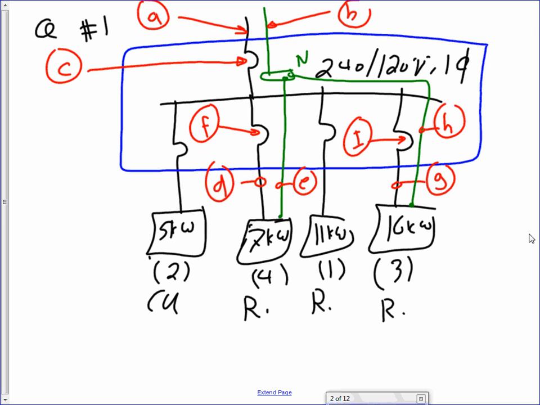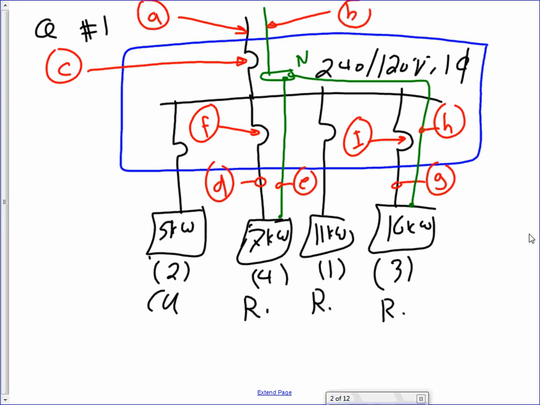So I have 5 kW cooking units. I have 7 kW range, 11 kW range, and 16 kW range. And you see the numbers underneath them and the sizes are there. Any comments, any questions about the diagram? You guys have the diagram right in front of you. Any question about the diagram? Because it's so important to understand what we're trying to achieve. We're trying to size a feeder, one feeder right here, and 2 branch circuits.